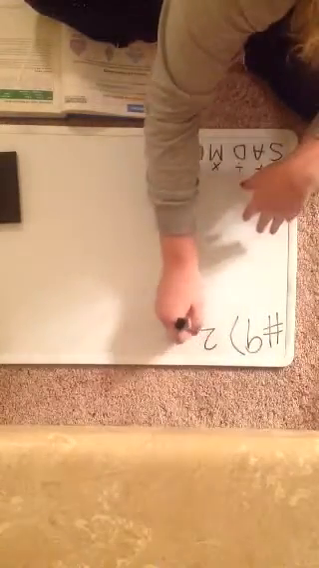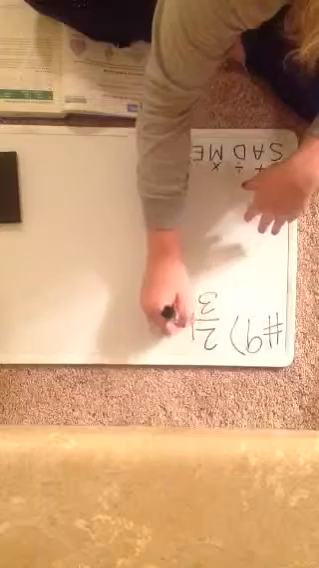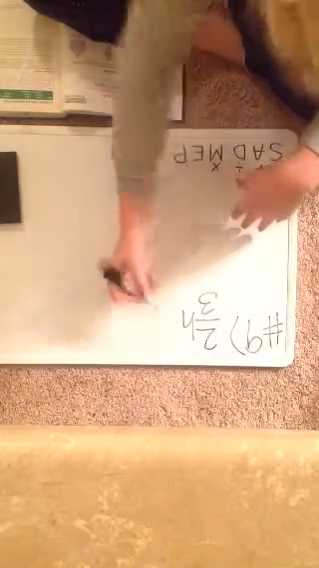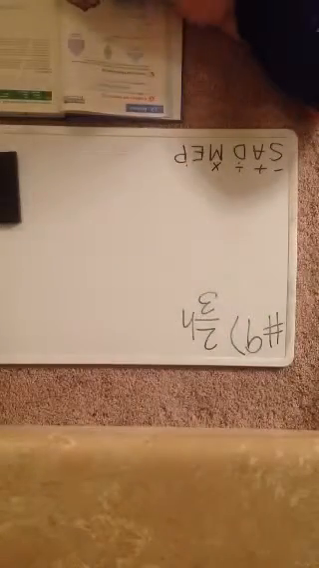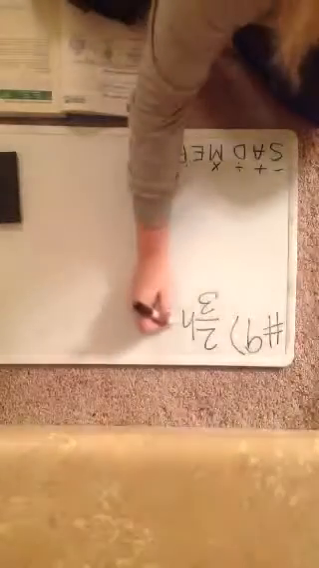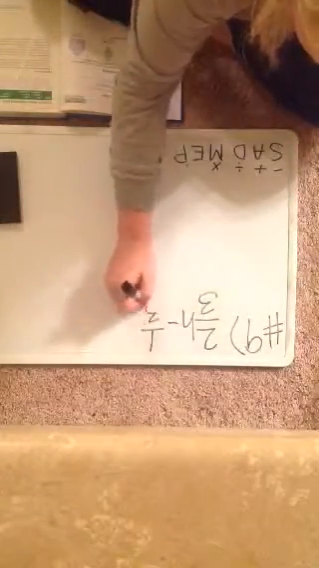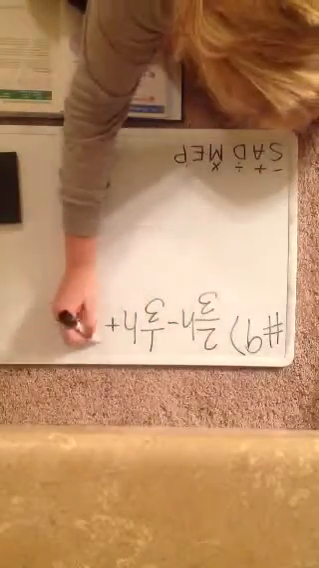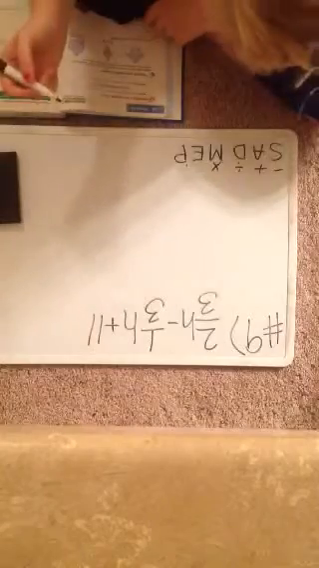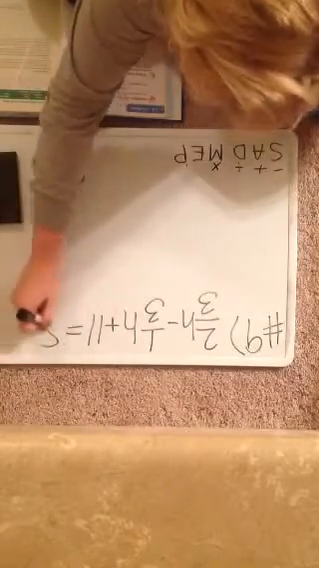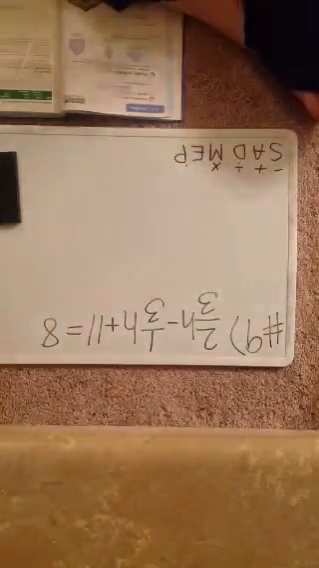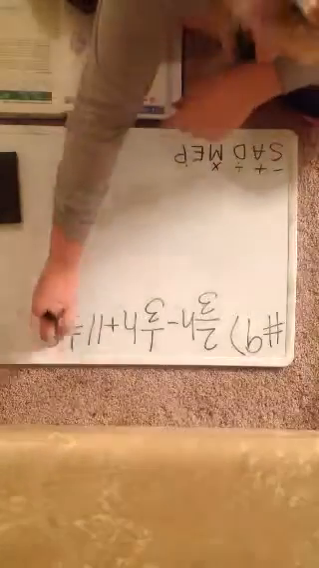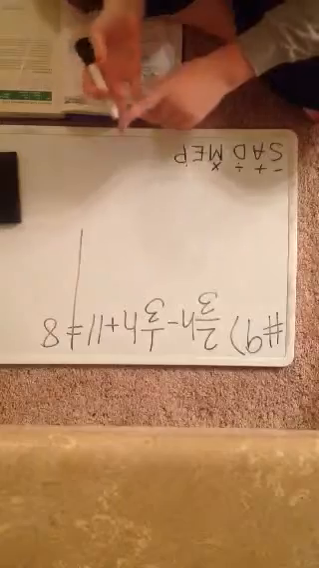So number 9 is going to say 2/3 h, and I think it's minus. Let me double check that. Yep. So minus 1/3 h plus 11 equals 8. Okay. So let's go ahead and do our box. We'll draw our line. Then we need to box and circle.